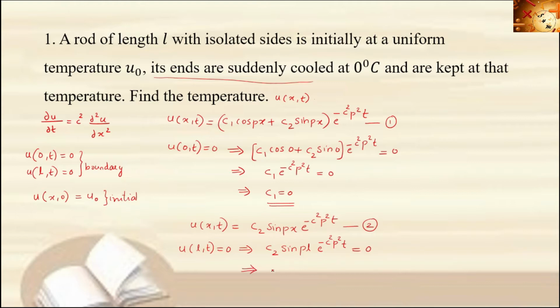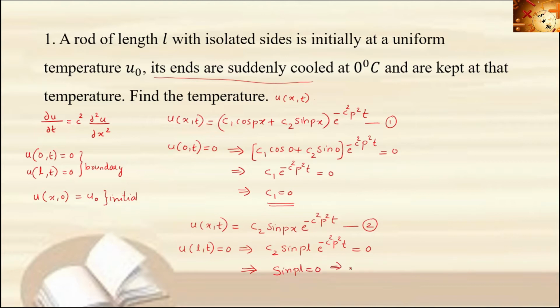Already we have c1 is equal to 0, so we cannot equate c2 as 0, since c1 and c2 are not simultaneously 0. Then next, e raised to minus c squared p squared t: the exponential is not always 0, so we cannot equate this term to 0 either. So the only possibility is sin pL is equal to 0.